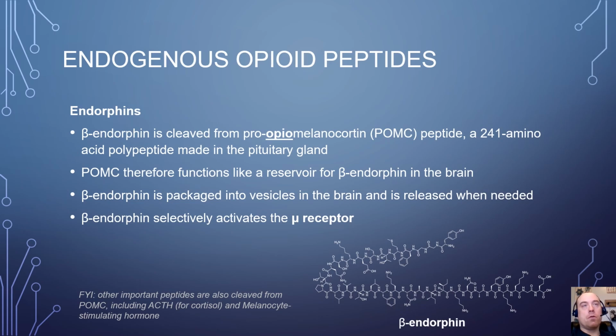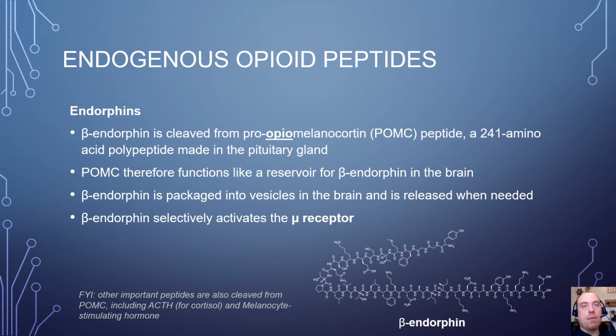If you've ever had a traumatic physical event where you've gotten a lot of damage to a region, you might notice you may not feel it as much as you would expect, and that's because of release of endogenous opioids, again, like endorphins.